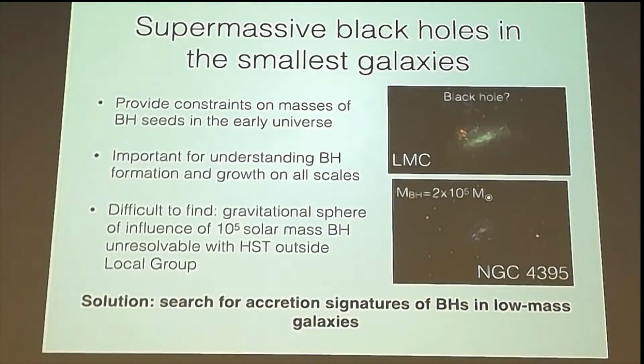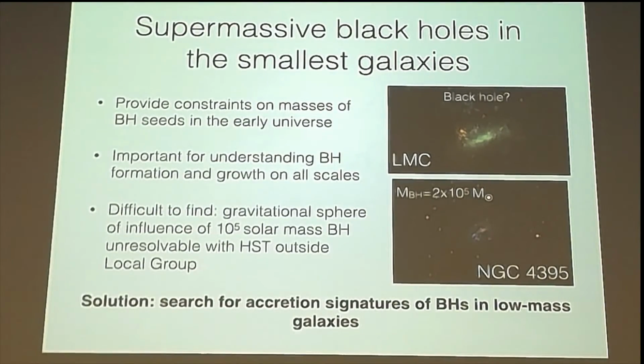So I talked earlier about how we can detect black holes by detecting their influence on the motions of stars and gas around them. The gravitational sphere of influence for a 10 to the 5 solar mass black hole, which is what we expect to observe in these little galaxies, is not resolvable even with our best instrumentation far beyond our local group of galaxies. In some cases, it's not even clear where you would begin to look.